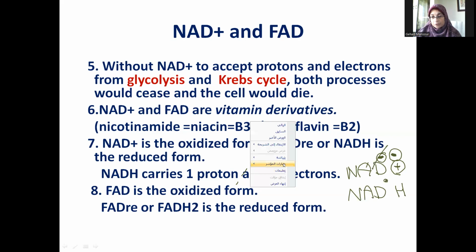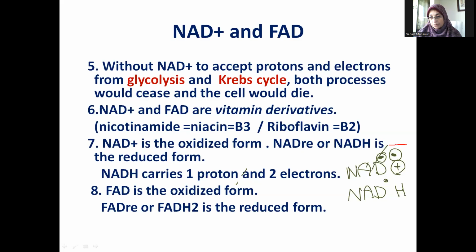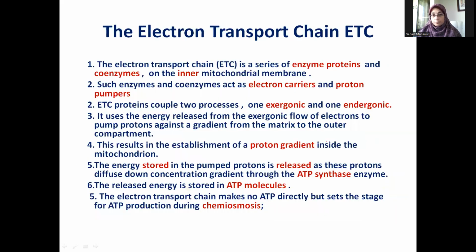So let me use another color, red for example. So here you have a whole hydrogen atom that is written like this, okay? And then here we have the electron that neutralized the already present positive charge. And what remains is a proton. So according to this simulation, we say that it received first electron, second electron, and a proton. Okay, 2 electrons and 1 proton.